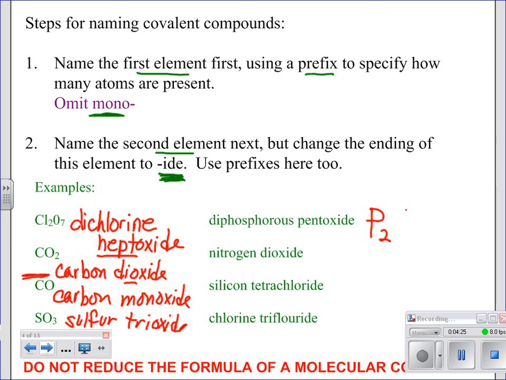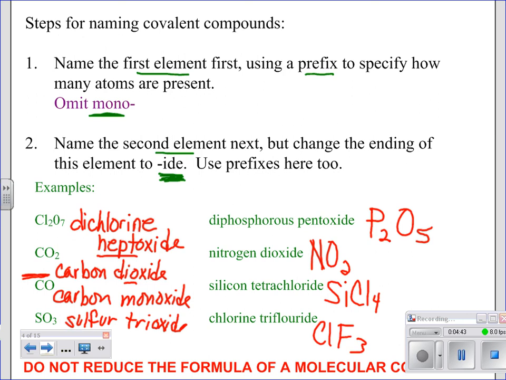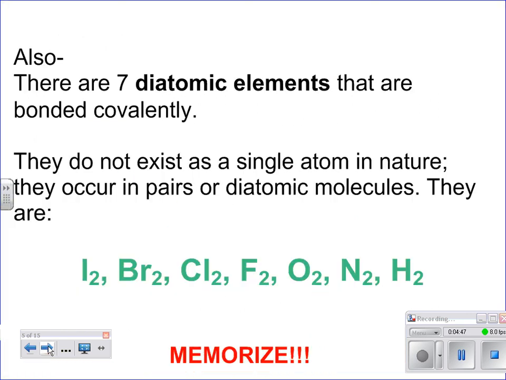So now if we work in the other direction, diphosphorus, sounds like we have 2 of those phosphorus atoms, and pentoxide, O5. Nitrogen dioxide is NO2. Silicon tetrachloride is SiCl4. And chlorine trifluoride, ClF3. And notice you just write everything the way you see it. You don't do any reducing.